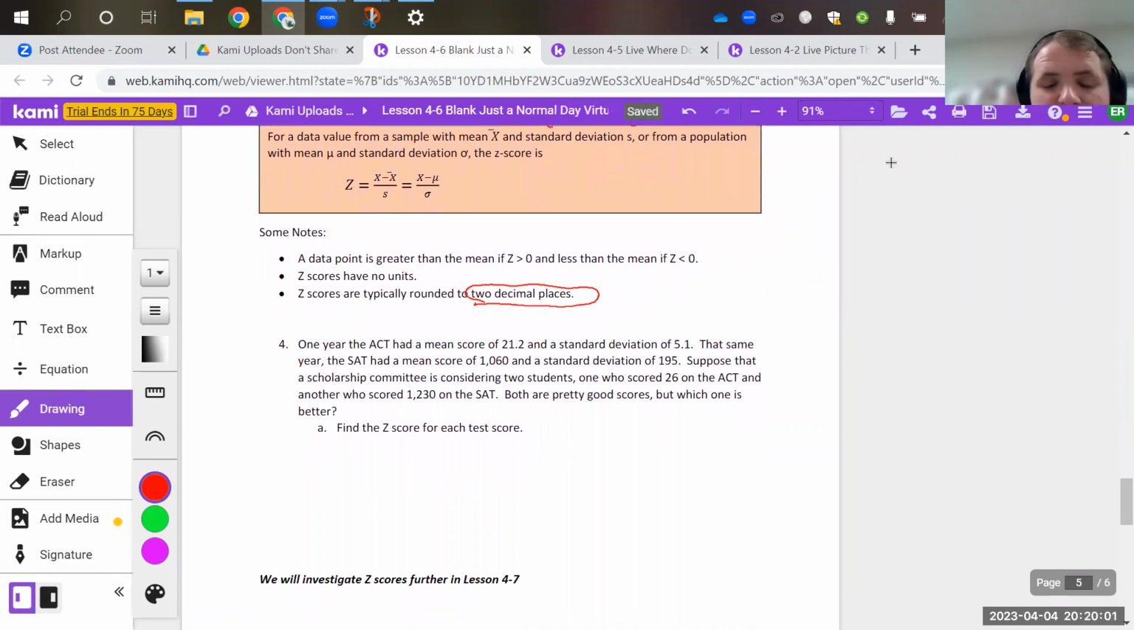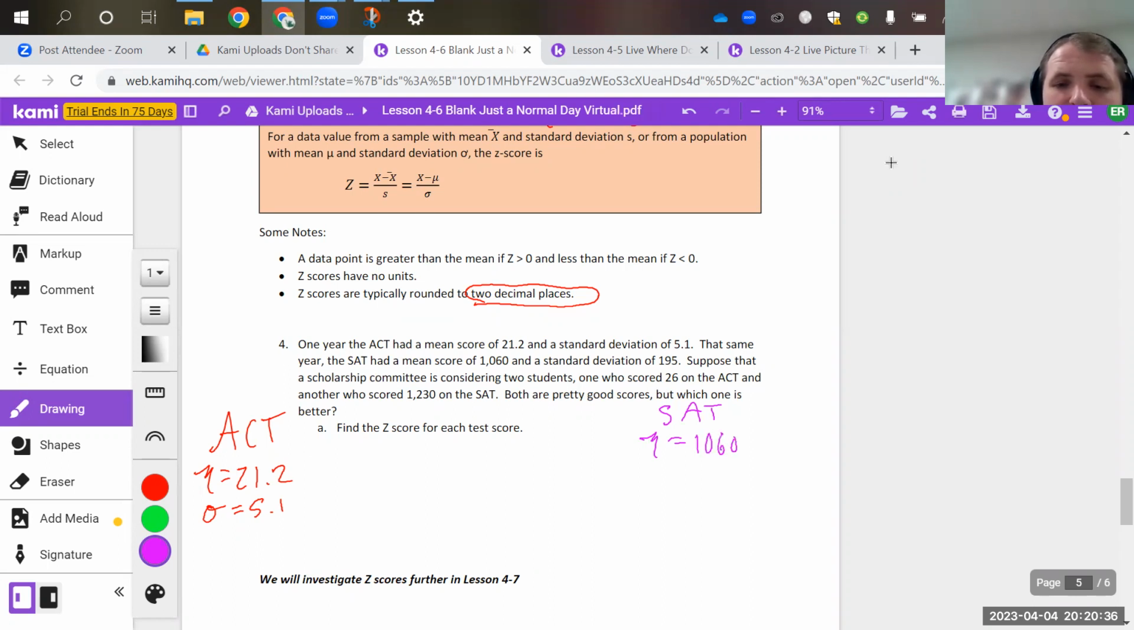So, kind of like the baseball football question, I'm going to break this up into 2 separate parts. If we've got the ACT, it says that the mean is 21.2. Sorry, 22.1. Again, trust what I write, not what I say. And the standard deviation is 5.1. The SAT has a mean of 1,060 and a standard deviation of 195.